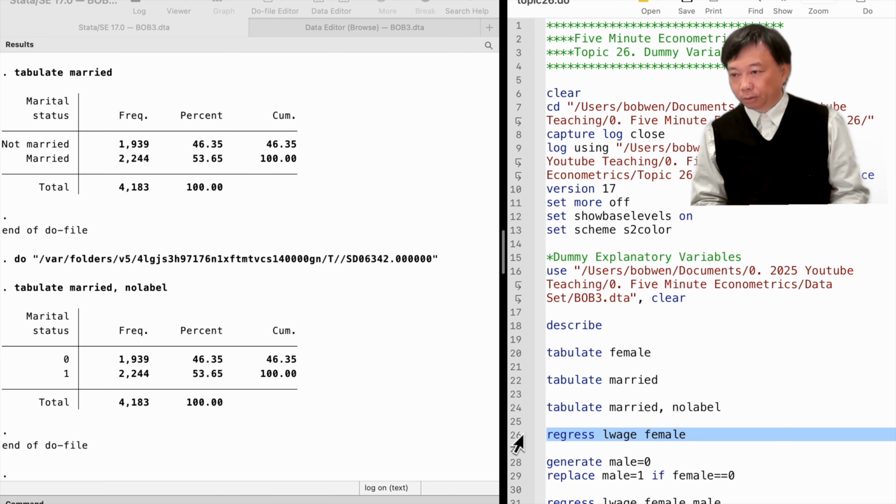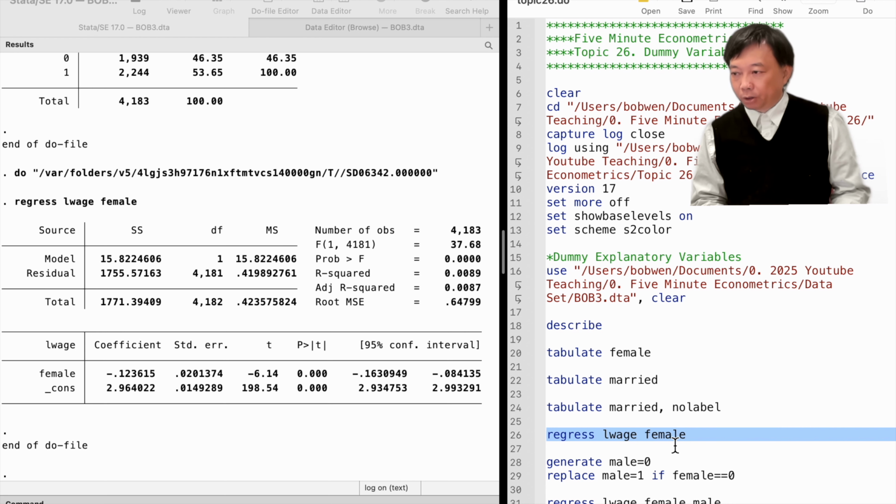In this regression, the OLS estimated coefficient for the binary variable female is minus 0.12. It means female workers earn 12% less than male workers on average.